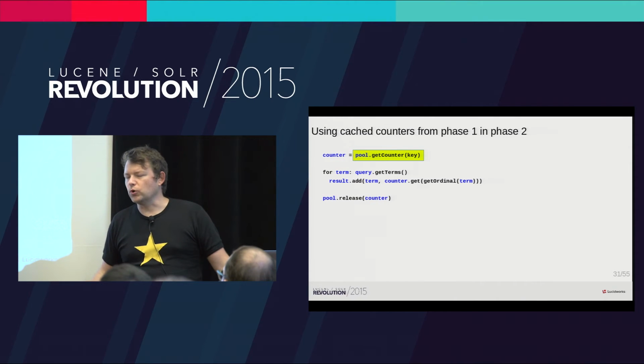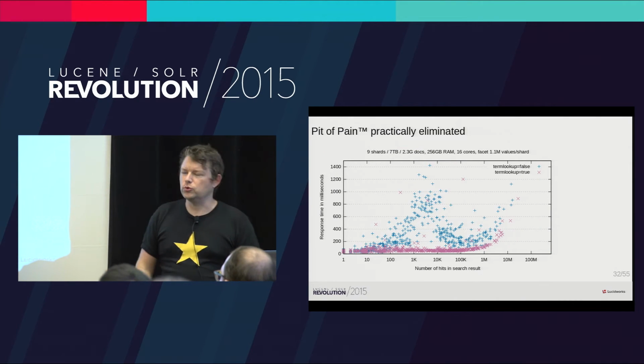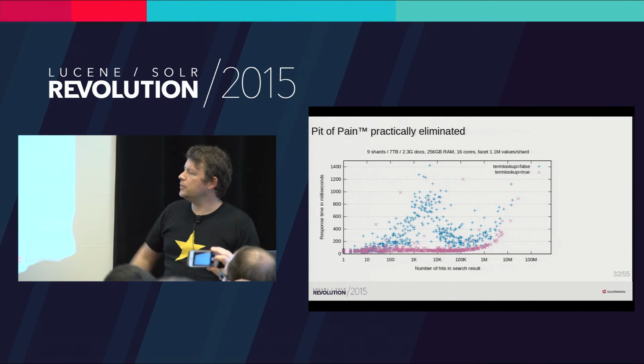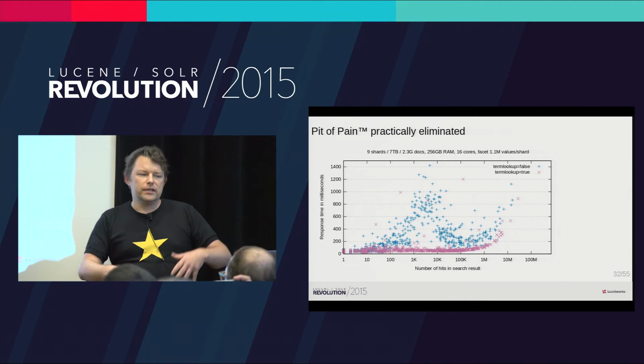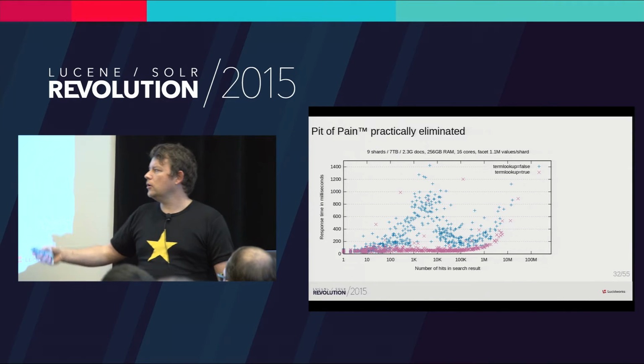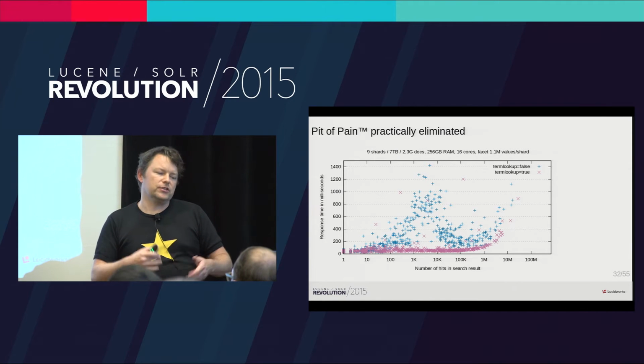So how does this work? Fairly well, I would say. Because, again, this mysterious hill or pit or whatever we call it in the middle is practically eliminated by this. There is no longer a big penalty for doing this fine counting.